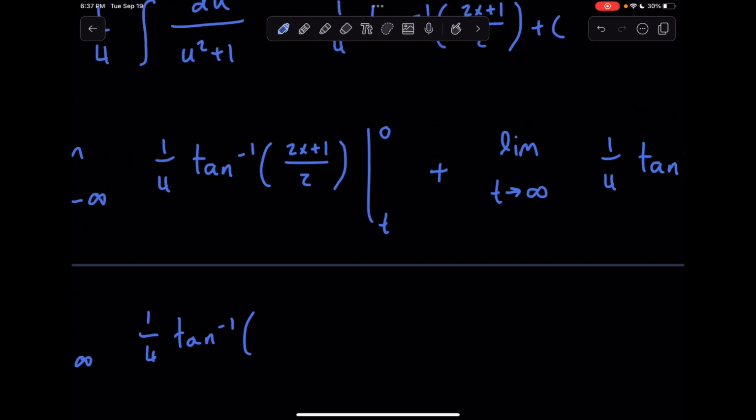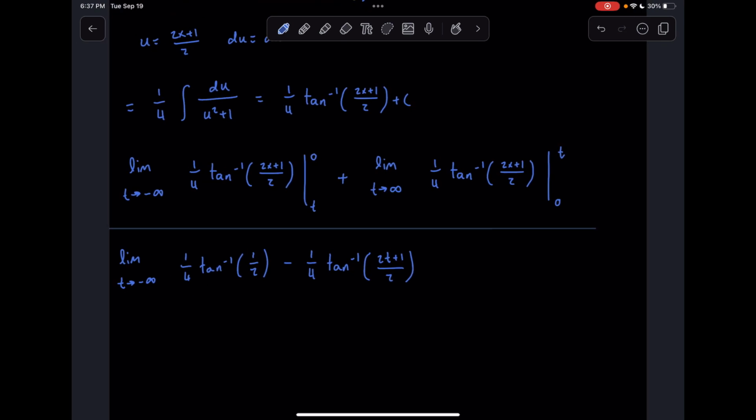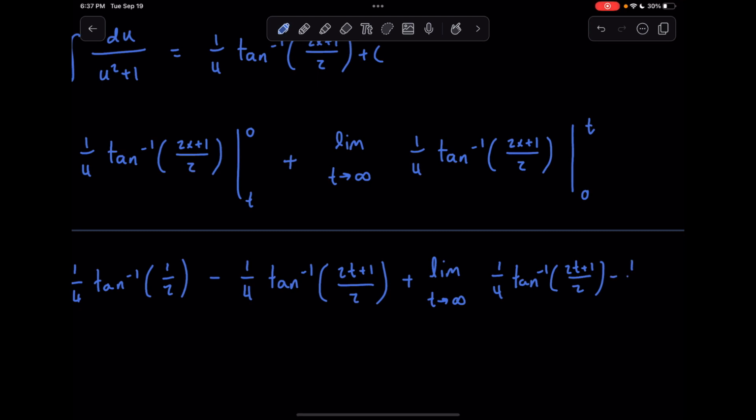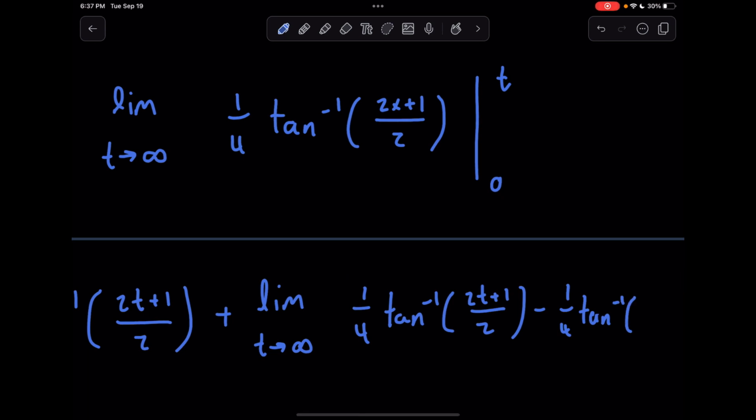So this is tangent inverse of 1/2 minus 1/4 tangent inverse of 2t plus 1 over 2, plus the limit as t approaches infinity of 1/4 tangent inverse of 2t plus 1 over 2 minus 1/4 tangent inverse of 1/2.